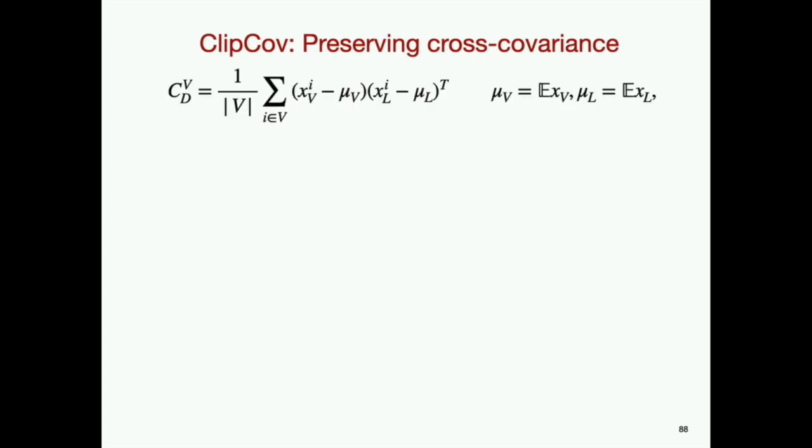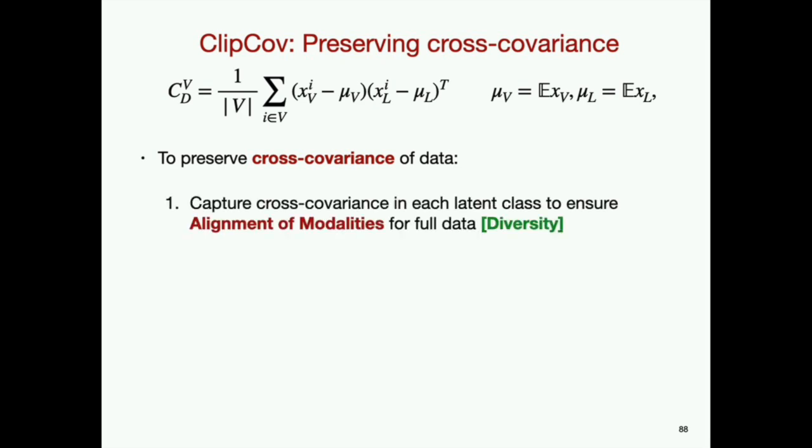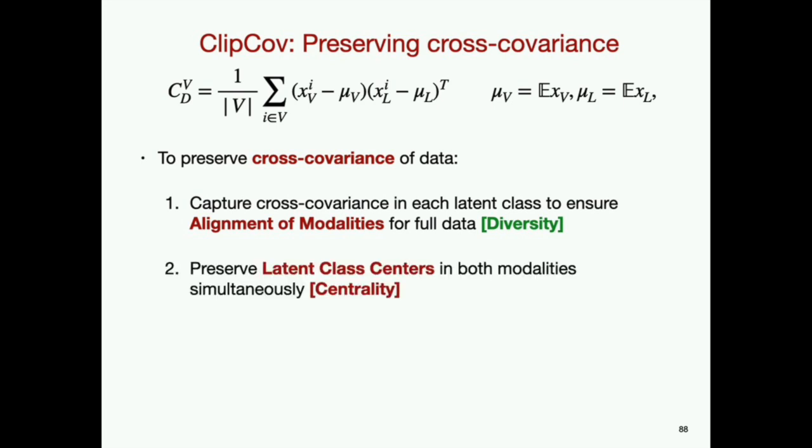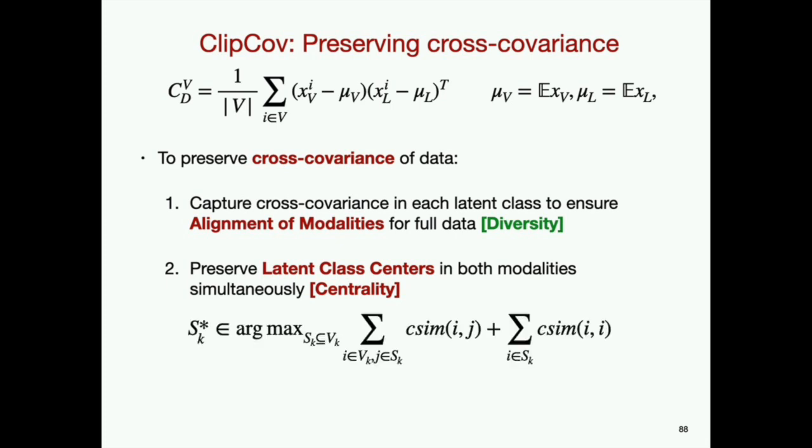So putting things together, we want to preserve the cross-covariance of each latent class to ensure alignment, and that's the diversity part of our objective. We want to preserve latent class centers in both modalities simultaneously, and that's the centrality part of our objective. And we have this objective that's just a sum of those two sub-objectives we defined. That is our final objective for what subsets are good.